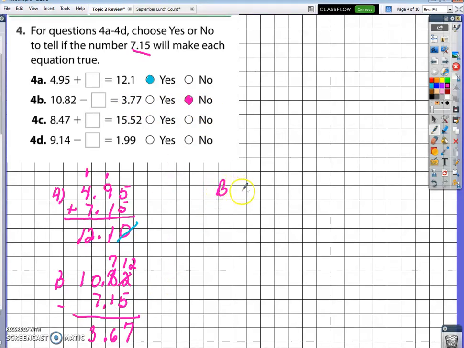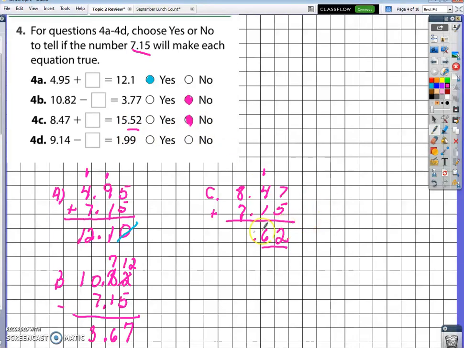We can go to B now, or not B. My bad. Let's go to C. That's a horrible C. No, I don't want that. Let's go to question C. There we go. 8 and 47/100 plus 7 and 15/100, and we're going to add those together. 5 and 7 is 12. 4 and 1 is 5, and 1 is 6. And I look at this and I get 62/100, and I have 52/100, so that again is not going to be equal.